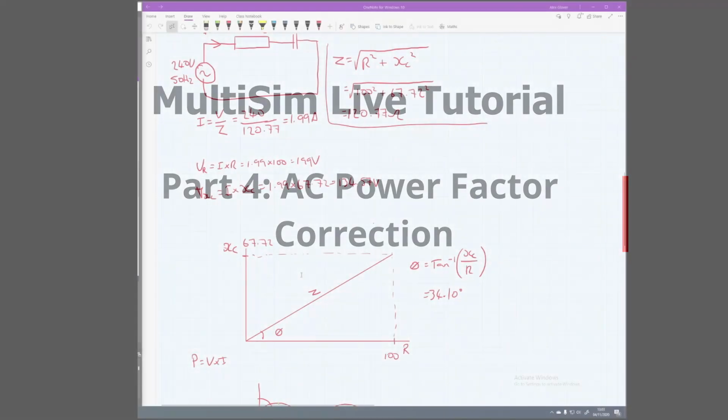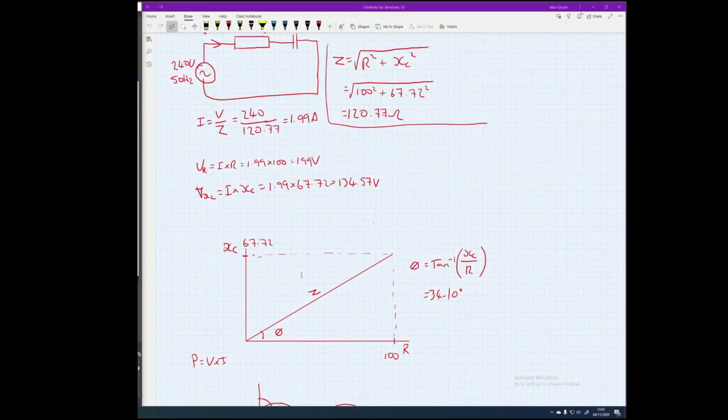So we finished the last example where we had this phase angle and we had the current and the voltage not in line with each other, they've gone out of phase. So let's see how we can correct that problem. So with this, we've got the same circuit before.